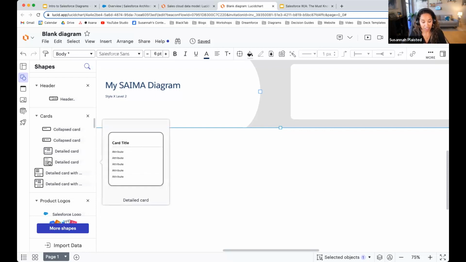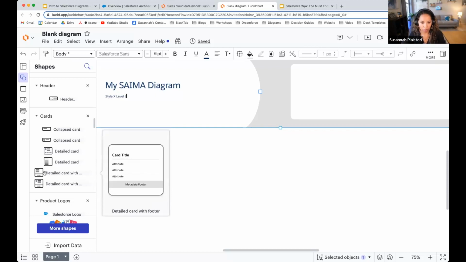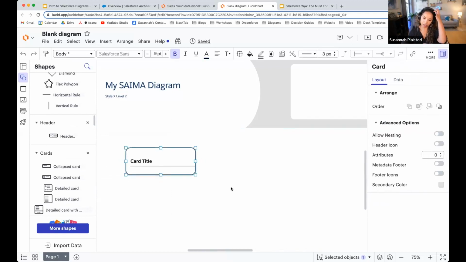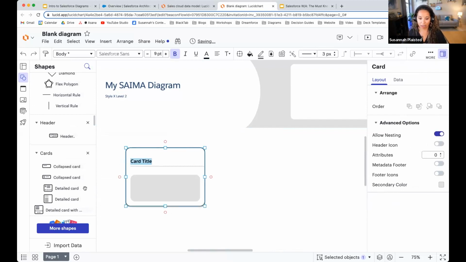We have our cards, so I'll spend just a little bit of time showing you these cards. Very basic is this collapsed card. This could represent, in our data model, for example, an object. It could represent a system if you're talking about a system landscape, or a business capability in a capability map. You can customize it with your name, but you can also allow nesting. So you can have a card inside a card, for maybe this is Salesforce, and this is Sales Cloud, for example.